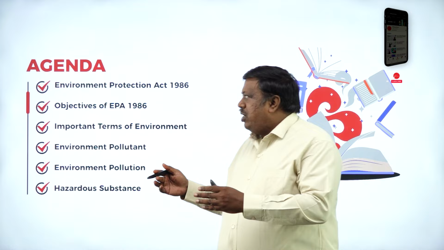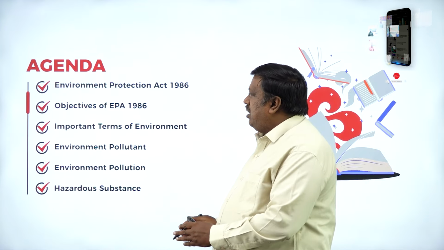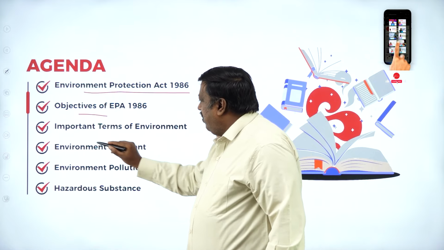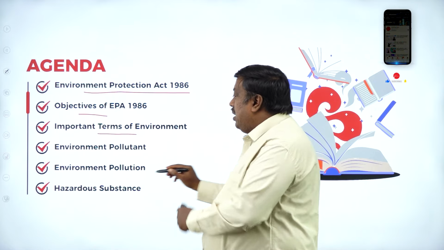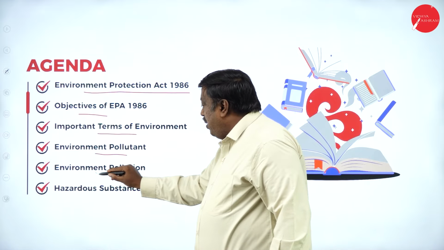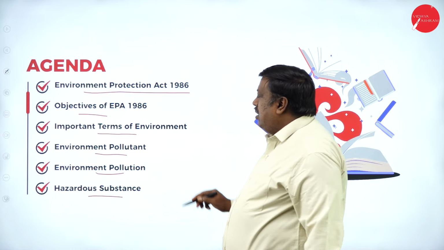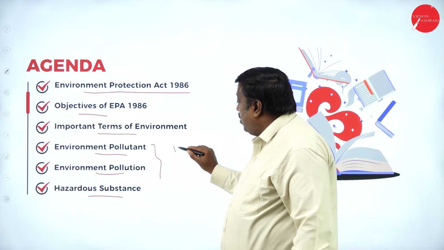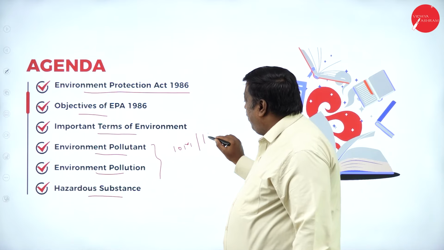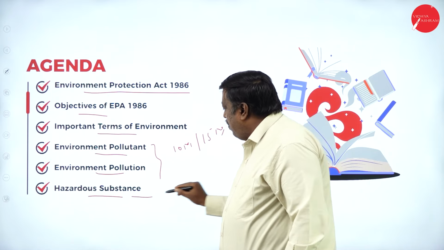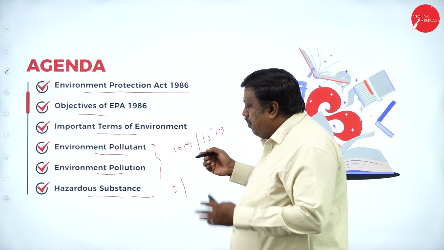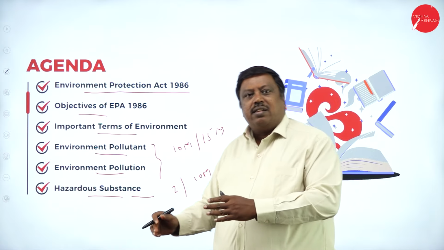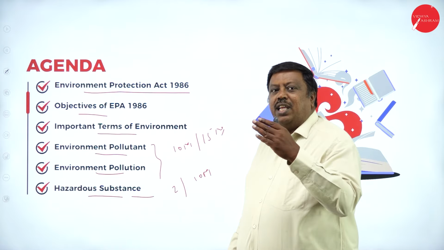The concept we are going to discuss in today's session is the Environment Protection Act 1986, its objectives, and important terms of environment: environment pollutant, environment pollution, hazardous substance. In these two topics, pollutant and pollution, there may be a 10 or 15 marks question for the examination, and hazardous may be for 2 marks or it may be for 10 marks also. So we have to learn the concept and understand certain things which support you for the examination purpose.